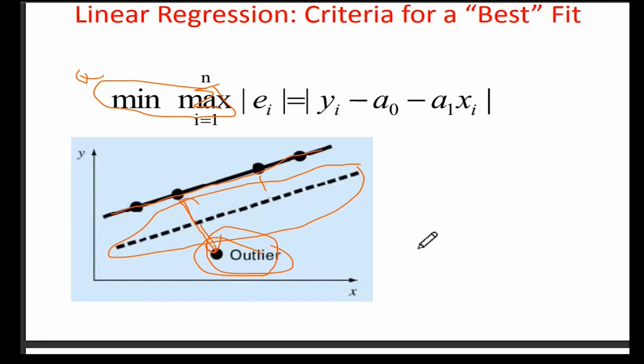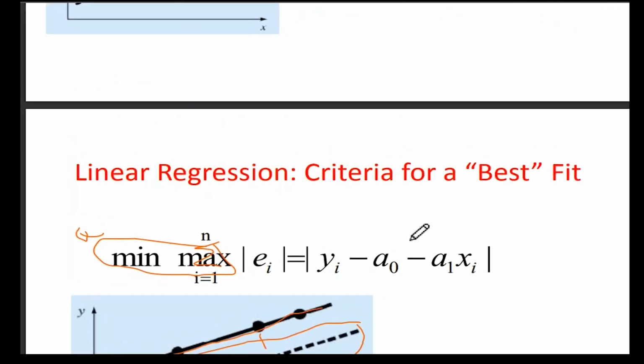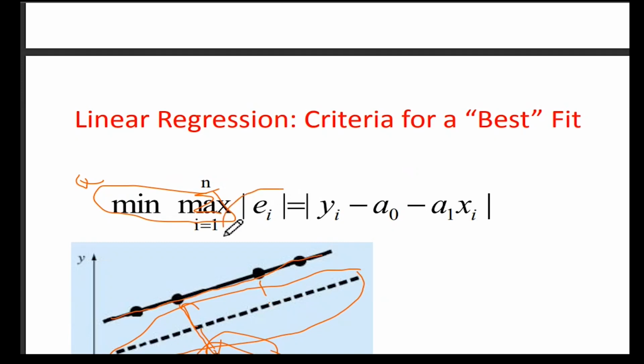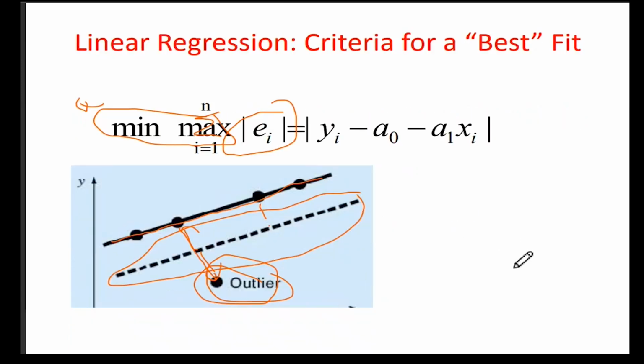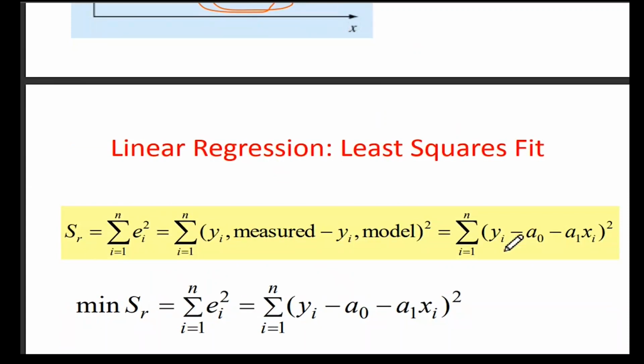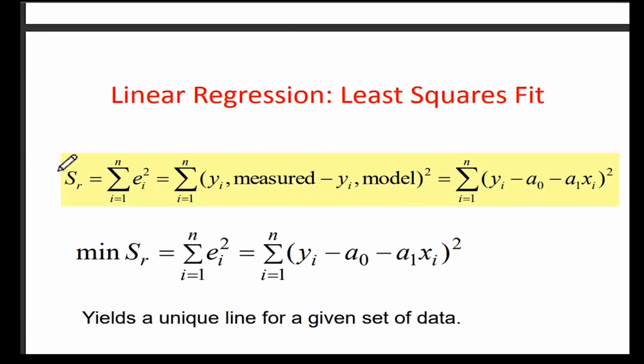Okay. So from these 3 cases, so maknanya kita tak boleh hanya bergantung kepada summation of error value ni. So when we do least square fit for linear regression, okay, so kita akan pertimbangkan dia punya SR. SR ni apa? Jadi apa SR ni?